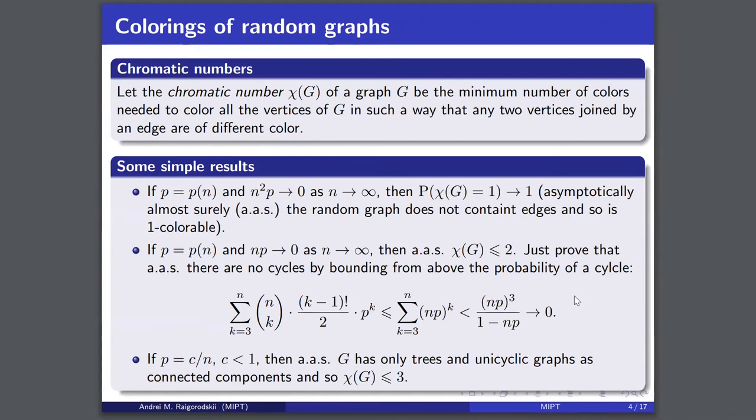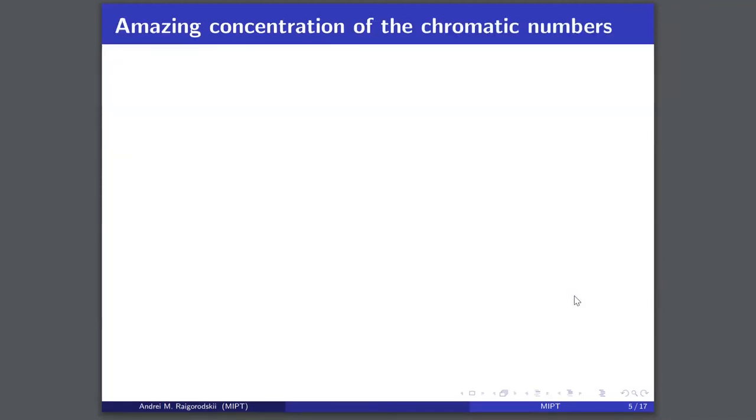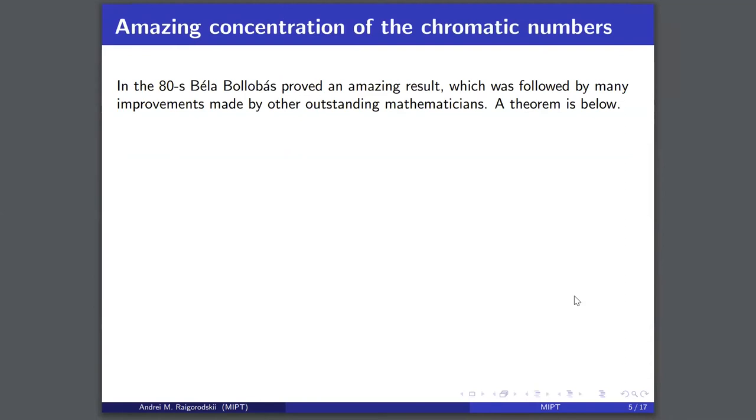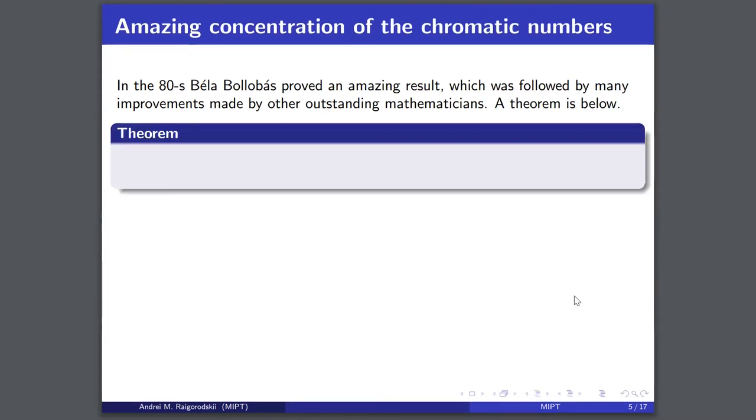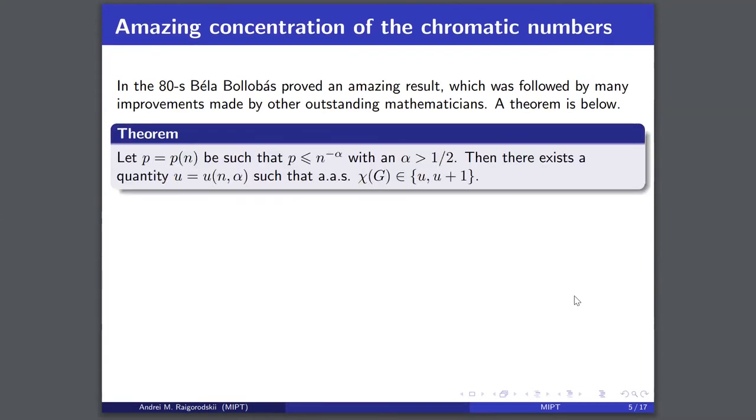Once again. So in the 80s, in the 20th century, of course, Bela Bollobás, a very famous specialist in random graph theory, proved two different amazing results concerning the concentration of the chromatic number of a random graph. So the first theorem is given here. Let P be smaller than or equal to n to the power minus alpha, where alpha is strictly greater than 1/2. Is it possible to understand this condition?